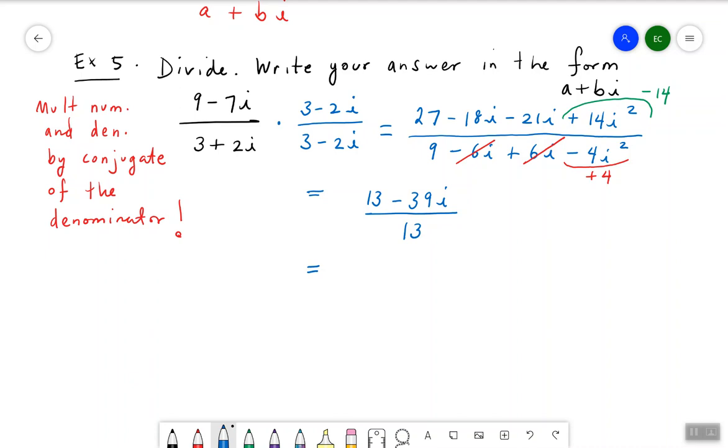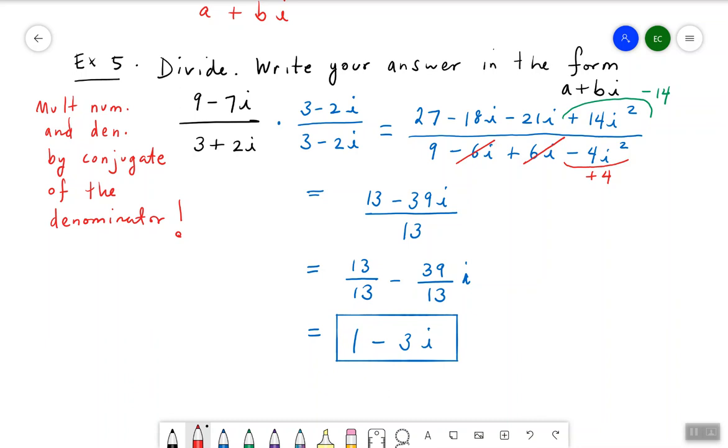And so now we can just distribute that 13 in the denominator to each term in the numerator. So the numerator 13 divided by 13 minus 39 divided by 13. And then you could put the i in the numerator, or you could put it after the fraction. And the last step is just to simplify, if it's possible. In this case it is. 13 divided by 13 is 1. 39 divided by 13 is 3. And so our answer is just 1 minus 3i.